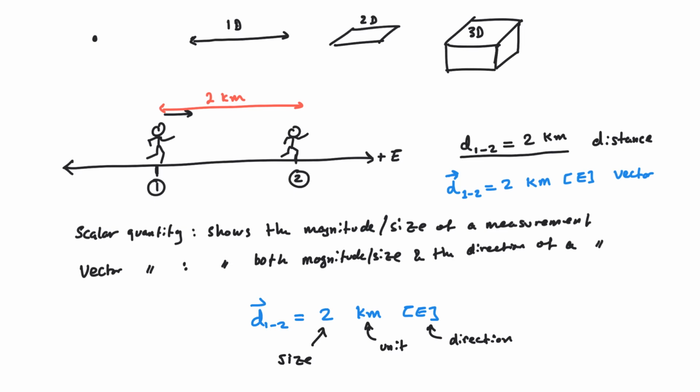And if we were to represent the distance here, we don't need to have the direction here. We'll just say it's 2 kilometers. The 2 is the size, and the kilometer is the unit.